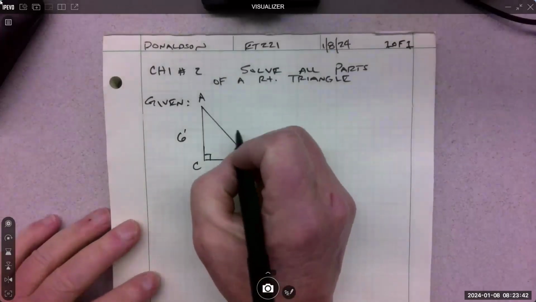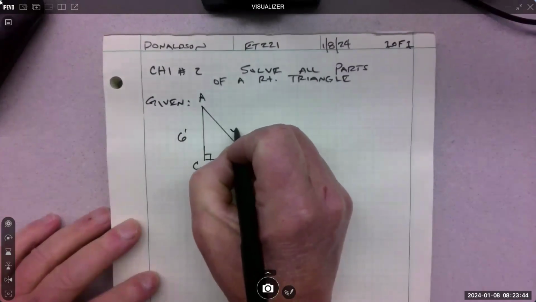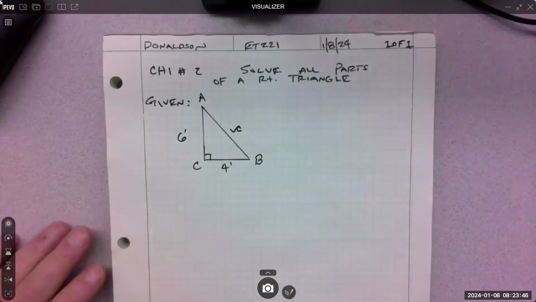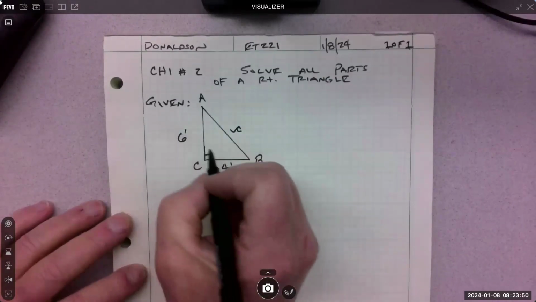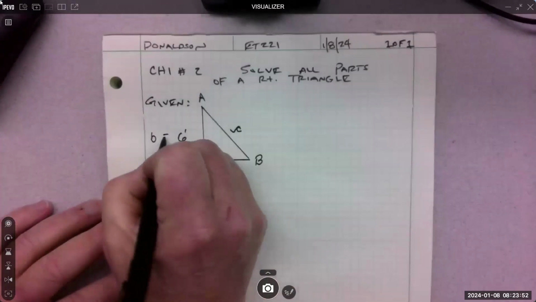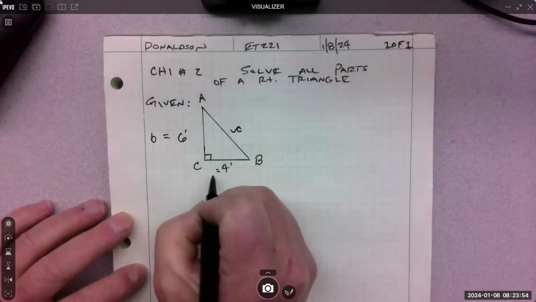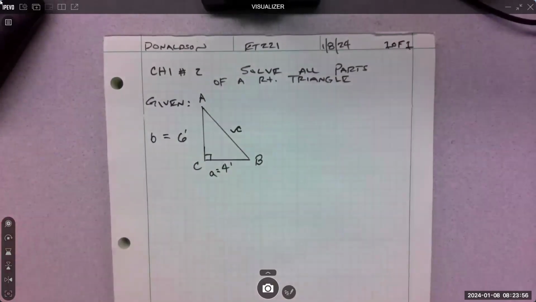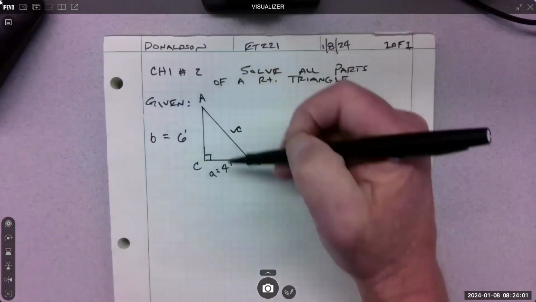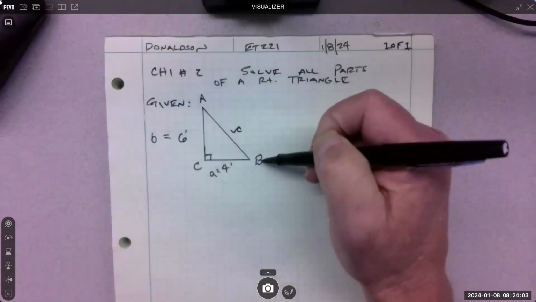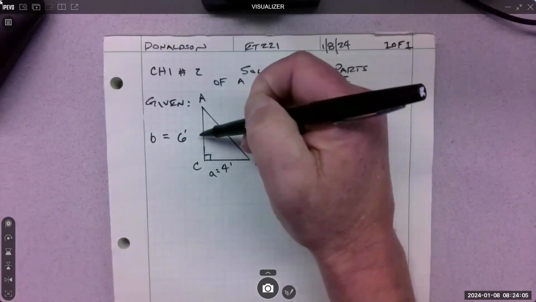And then the small sides are lowercase, and I try to put a tail on my c for it to be lowercase. And then this would be b, and then this would be a. Because opposite sides, right? Opposite angle A is going to be side a. Opposite angle B is going to be side b.